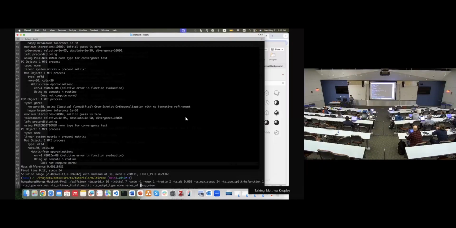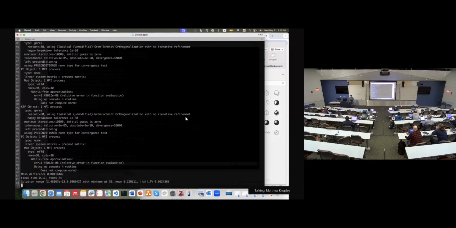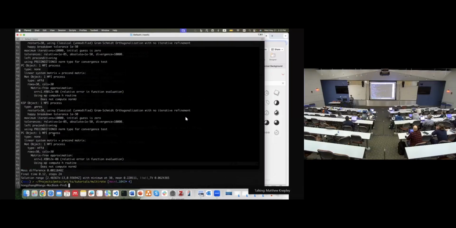I want to make sure that I'm not solving the full system. So if I do KSP view, I can check that the Jacobian actually has size 30 by 30. The original system should be 60 by 60. So apparently this new solver is only solving a partial implicit system.